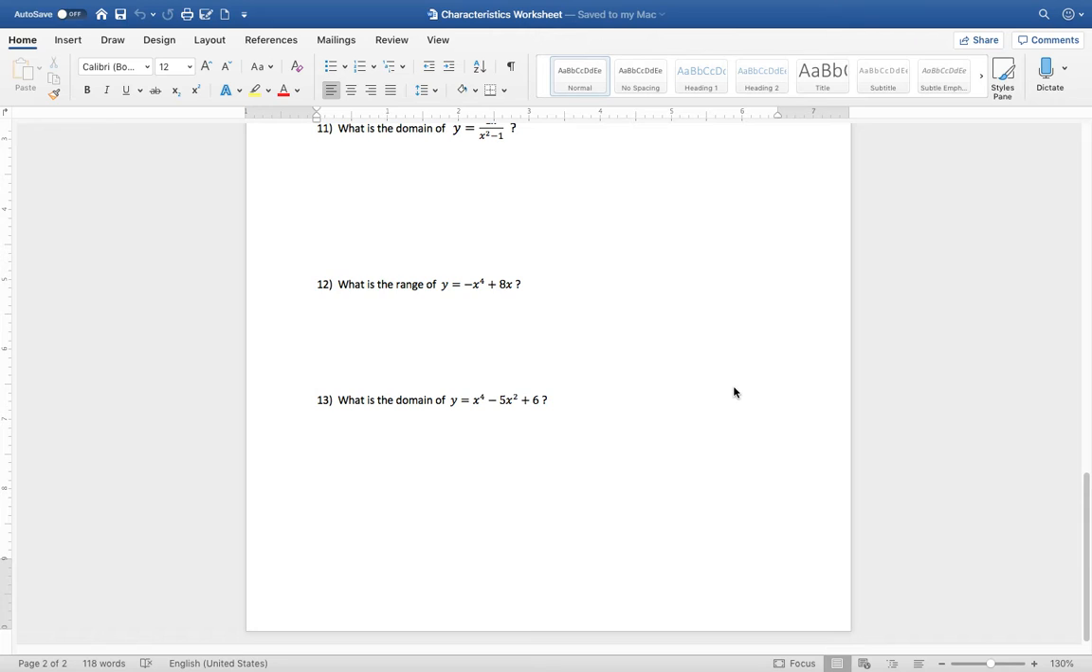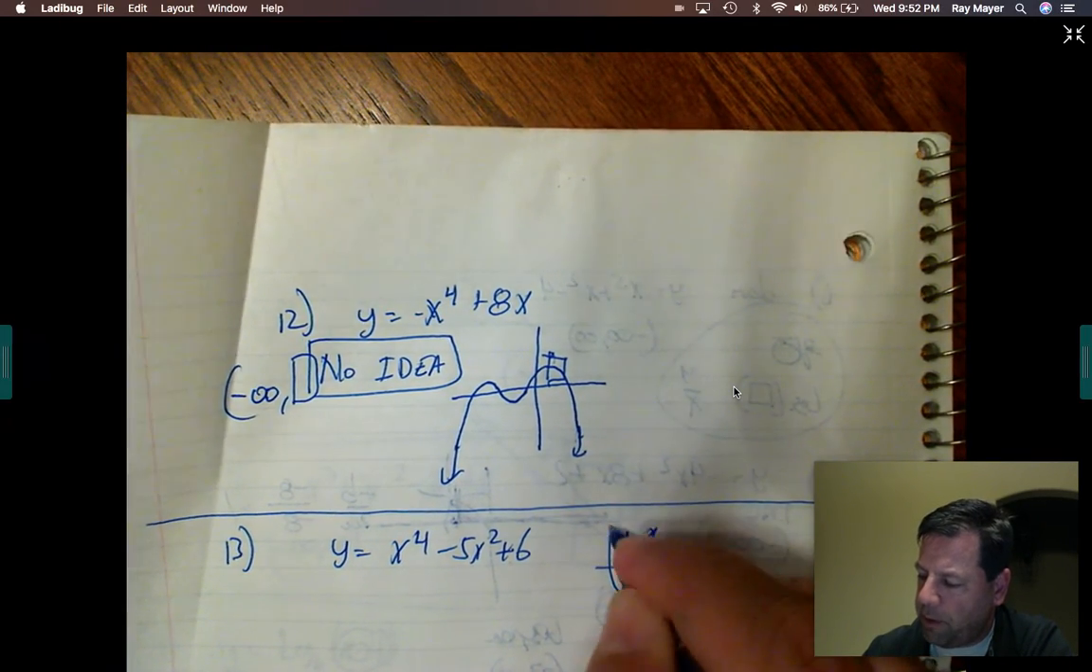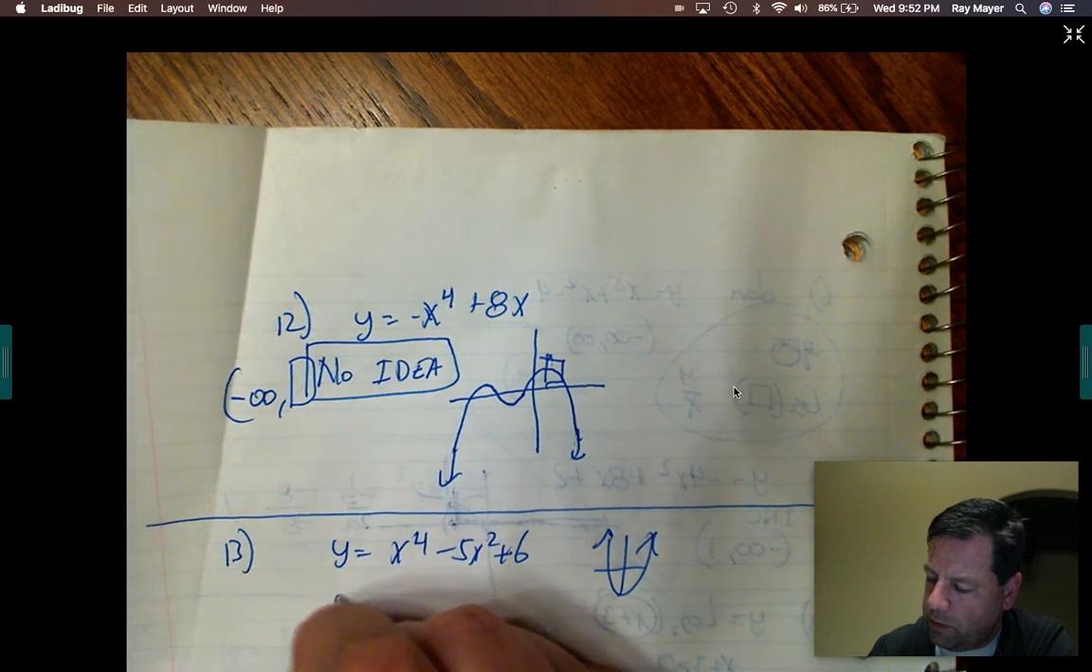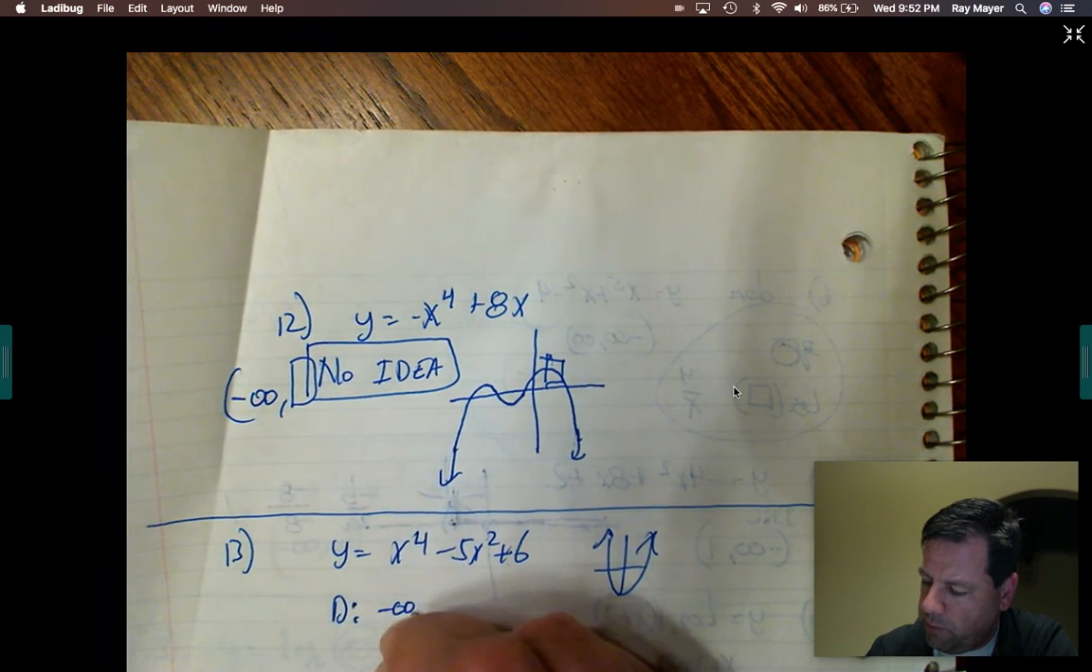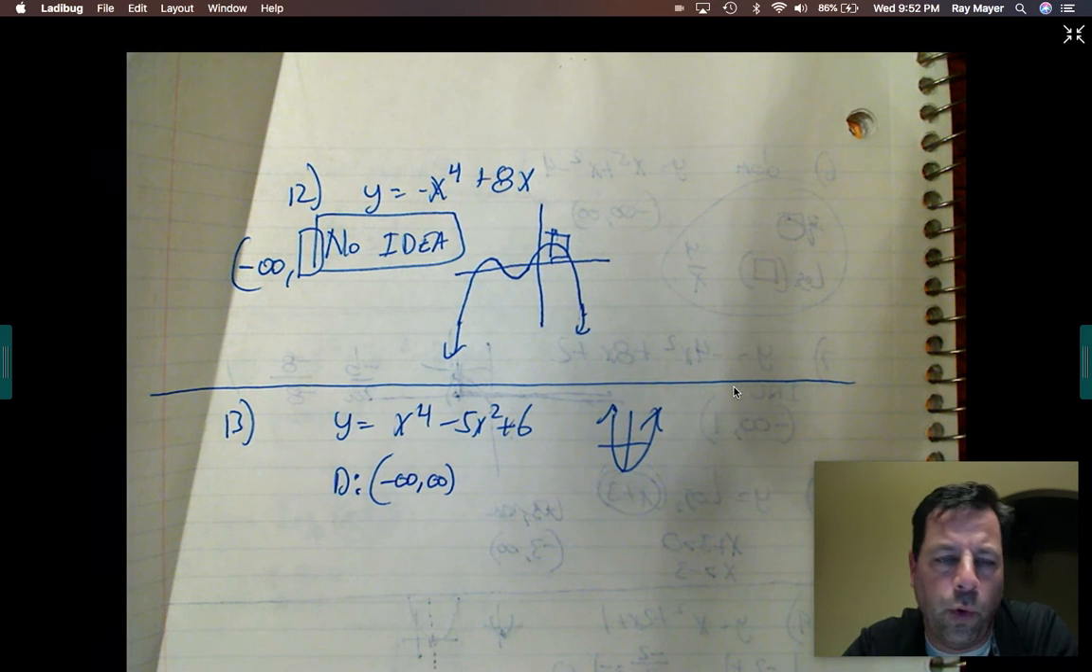Domain: y equals x to the 4th minus x squared plus 6. This is like a parabola. It opens up. It's a polynomial. All polynomials, the domain goes from negative infinity to infinity. x can be anything in the world.